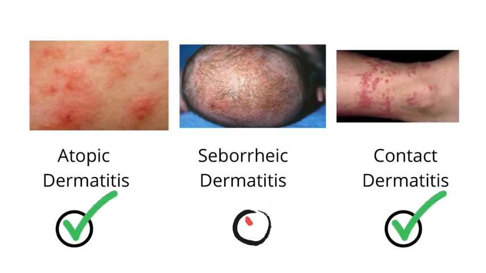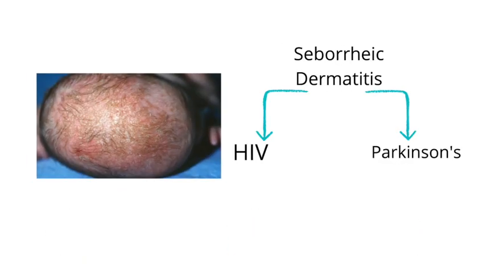Now, you might be wondering why those check marks and X's are there. Well, that's because I'm trying to highlight that atopic dermatitis and contact dermatitis are treated with topical emollients, while seborrheic dermatitis is not treated with topical emollients. It is treated with selenium sulfide shampoo, just like with Tinea versicolor. It's very high yield that you know that seborrheic dermatitis has associations with HIV and Parkinson's.